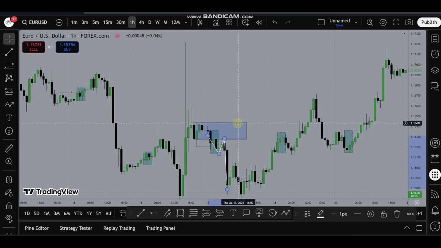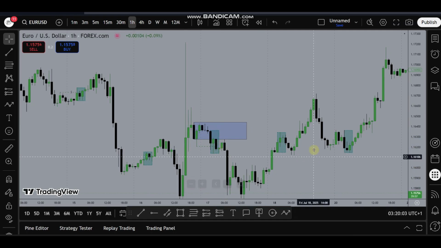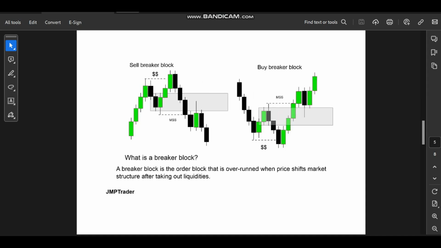So this is exactly how key level functions. So this is a mitigation block. So let's go to the next PD array. Let me delete this. The next PD array we have on the list is a breaker block.